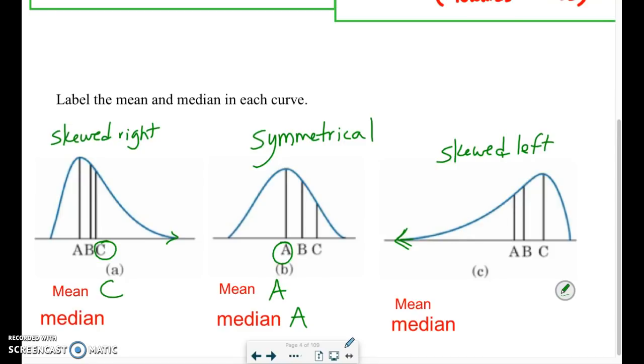Well, the median does move a tad, but just not as much as the mean. So I would say your best choice for median is going to be B. It's going to move slightly, but not huge. Okay, and then obviously skewed left, now our mean is going to be the A here, because it's going to be affected by the skew or the outliers. And our median is going to move a little bit, but not too much. So that's going to be letter B.